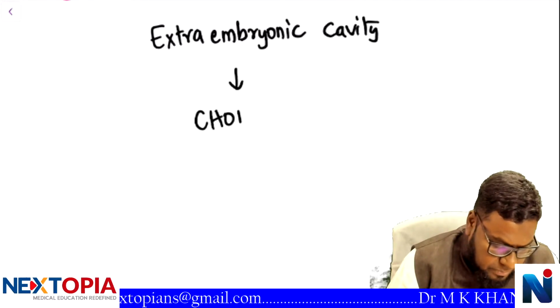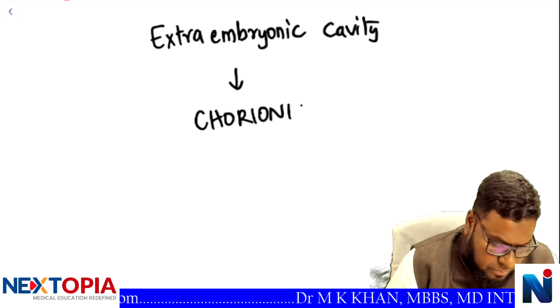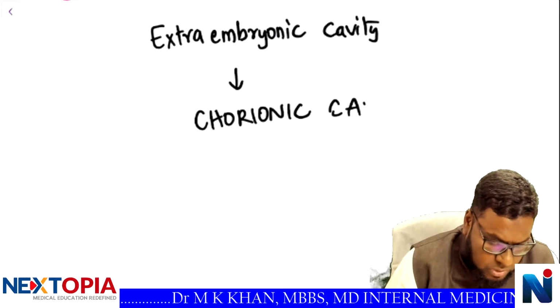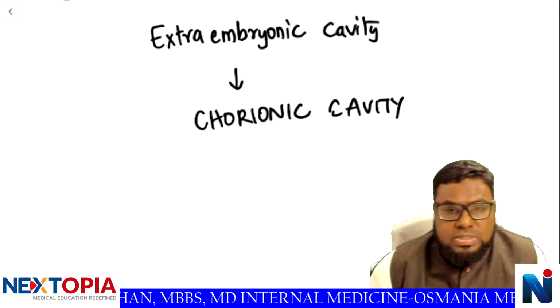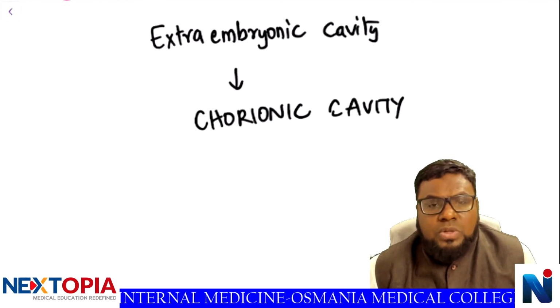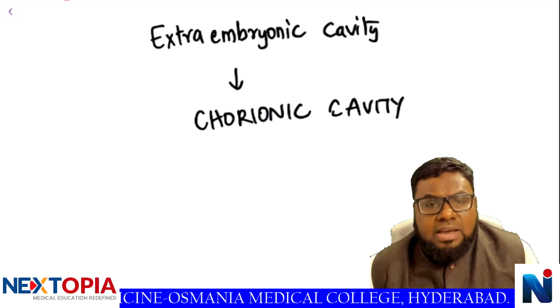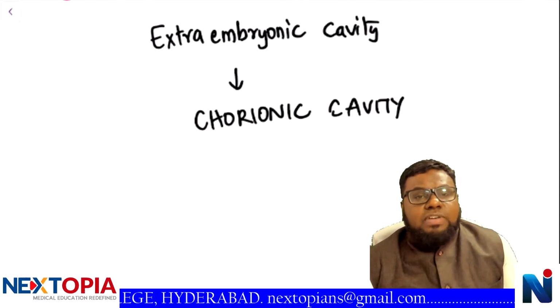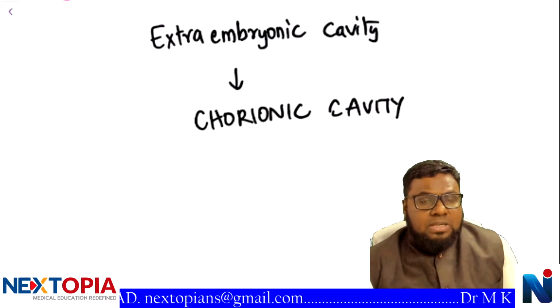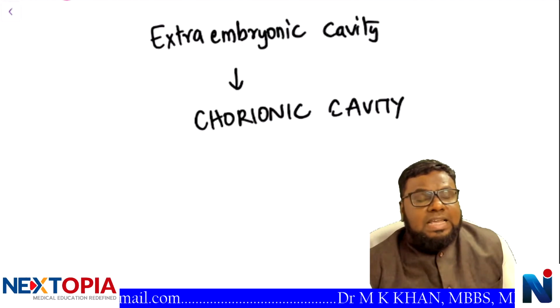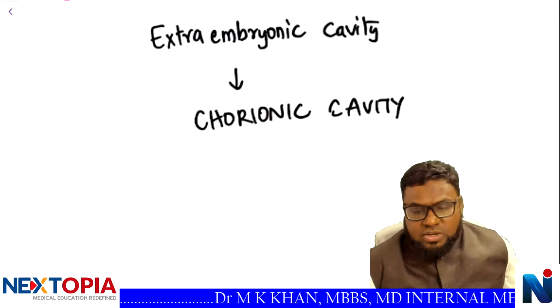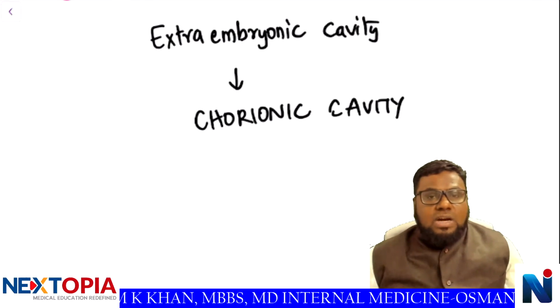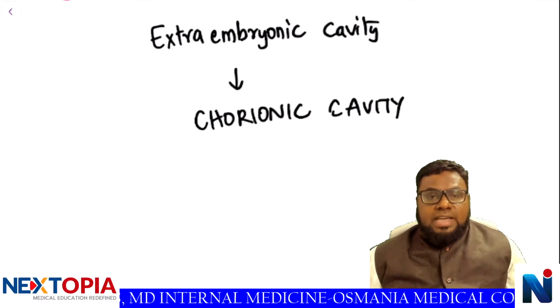Chorionic cavity. So we have learned what is amnion, what is yolk sac. Now we are learning what is chorion. The chorionic cavity: with the formation of the extra embryonic mesoderm, there is a split of the extra embryonic mesoderm into two layers. One is inside the trophoblast cell and the other is outside the amniotic cavity.